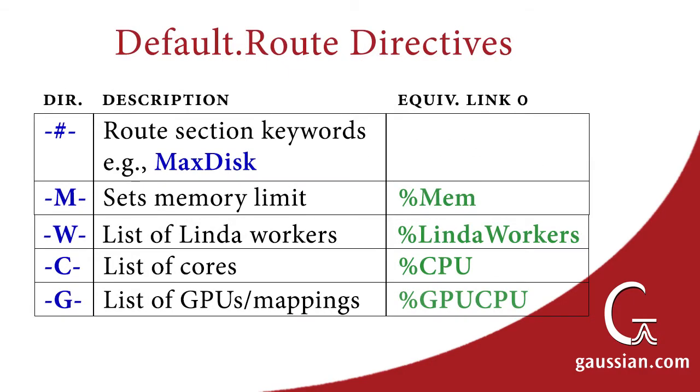Here is a list of directives that can be set in the Default.Route file along with the corresponding Link0 commands. Note that MaxDisk would be specified in the first directive, -#-.